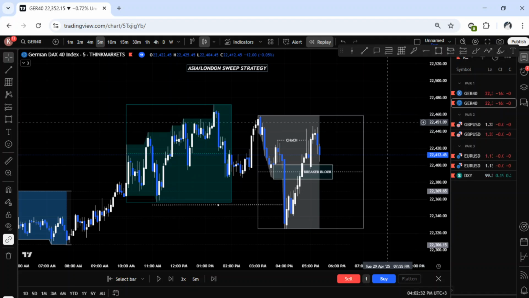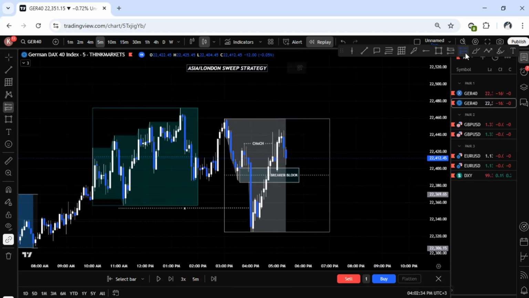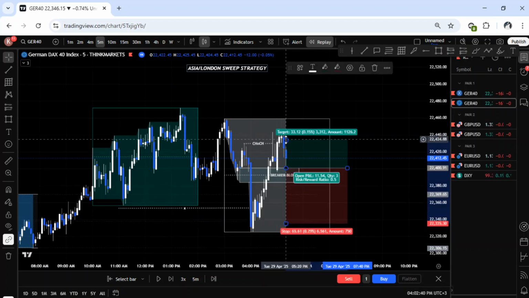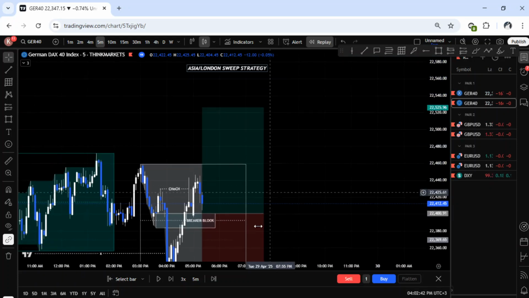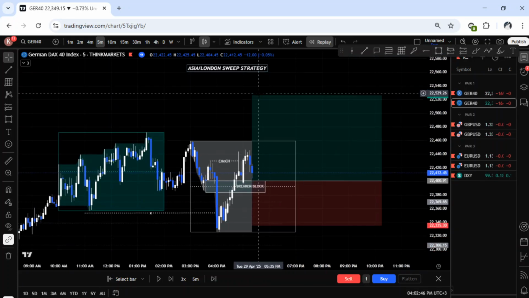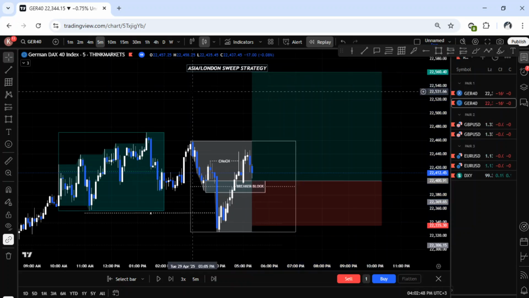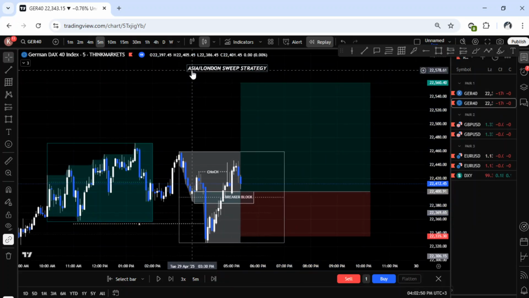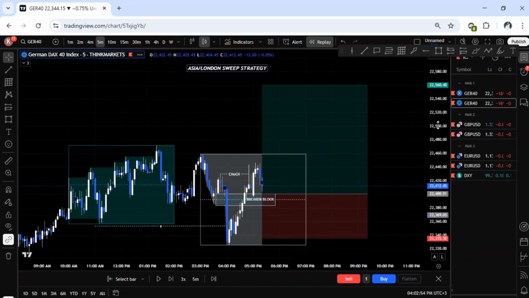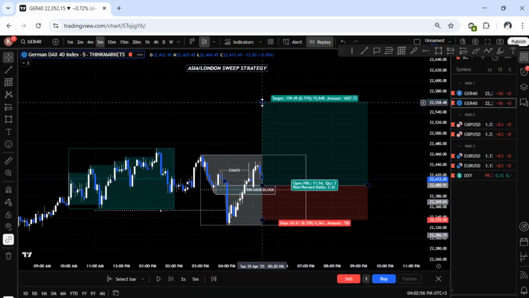So let me show you how this trade played out. This one I did not catch, but it is something that I was looking at seriously, so I'll explain. It is also based on some explanation that I wanted to offer on the strategy. The strategy is very simple. It is Asia London sweep. I was actively looking for it, but I'll tell you the reason why eventually I didn't get it.